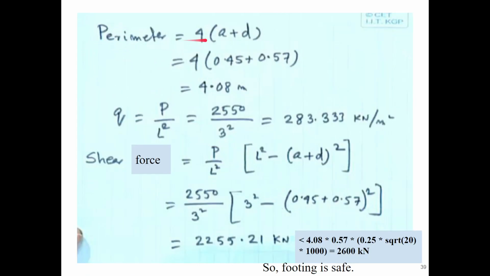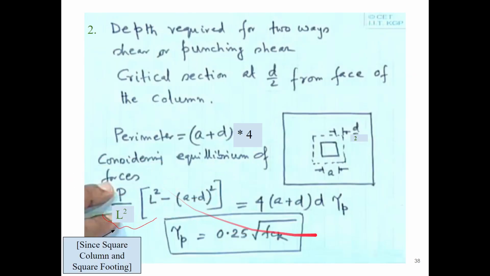So this perimeter value comes out to be 4 into (a plus d), which is 4 into (0.45 plus 0.57), that is 4.08 meter. And q value is P by L square, that is 2550 by 3 square, that is 283.33 kilonewton per meter square. Therefore the shear force which is acting is P by L square into (L square minus (a plus d) whole square), which comes to be 2255.21 kilonewton.